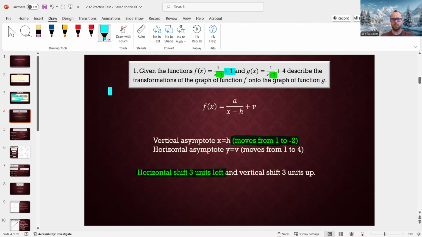But there's also a +1 here and a +4 there. That is our v, moving from 1 to 4. So that means our graph moved up 3 units, and up is a vertical shift.